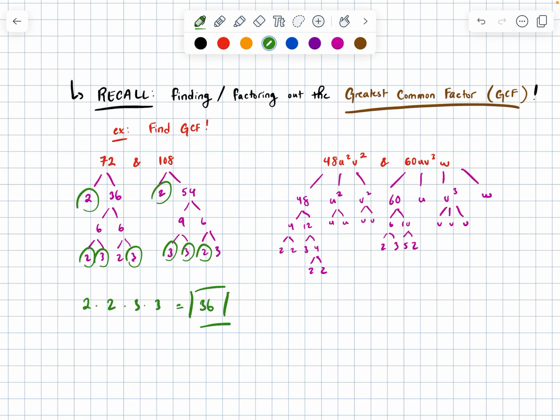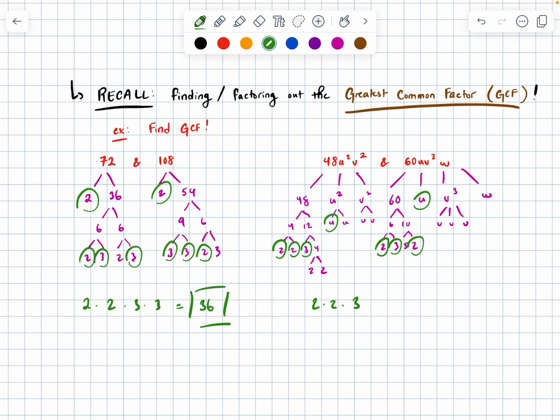My strategy is now to look for what we've got in common. Between 48 and 60, both of them have a factor of 2, both of them have a second factor of 2, and both of them have a factor of 3. If I tried to take more 2's from the 48 or the 5 from the 60, neither of them has a match in the other guy. So our final answer, our GCF, should have 2 copies of 2 and 1 copy of 3.